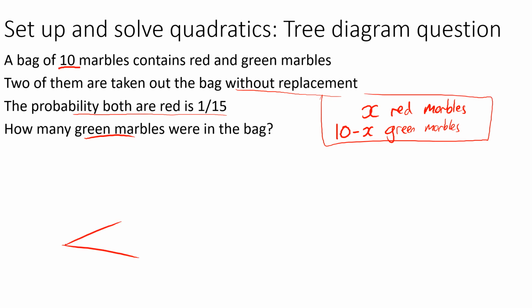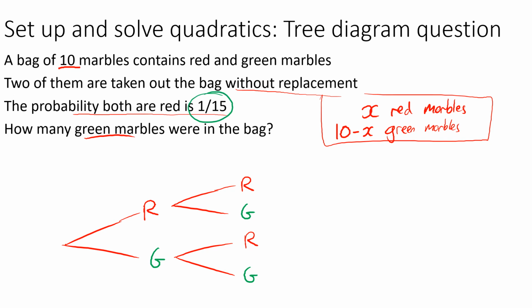Then we go ahead and we draw our tree diagram. So we're either going to get a red marble or we're going to get a green marble. And we're taking 2 out of them, so that's going to happen again. We're either going to get red or we're going to get green. Now the bit that we have information for is this 1/15. So I'm going to focus in on that branch. That's this one here, isn't it? Red, red. Maybe we just need to work that bit out. Maybe we don't need to fill in the whole of the tree diagram.